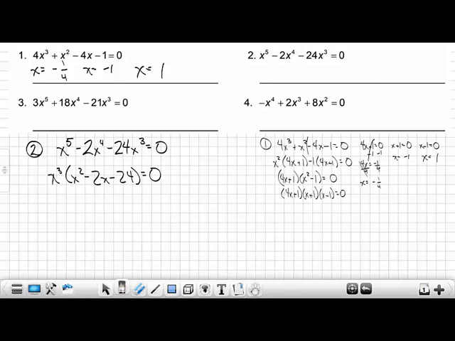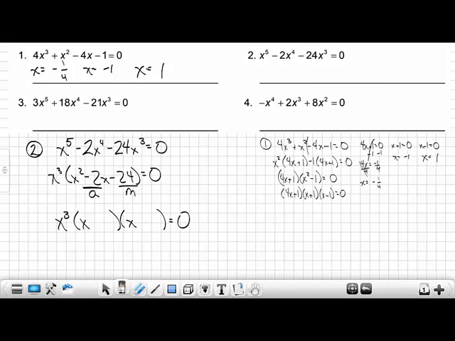I told you guys, when you've got a trinomial, it's very nice when your a value is 1, because you just have to worry about what multiplies to the end and adds to the middle. What multiplies to negative 24, which means a positive and a negative, and adds to negative 2? When you're factoring, what multiplies to negative 24 and adds to negative 2?